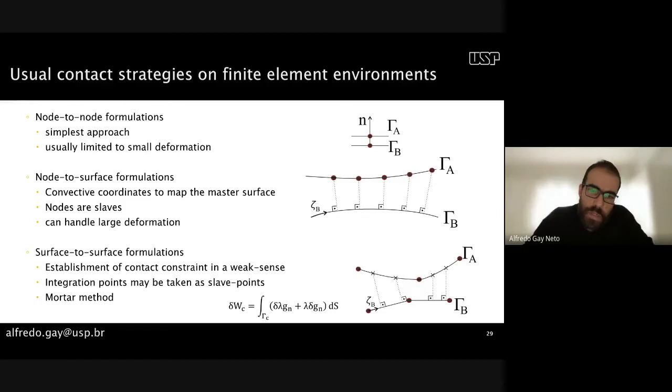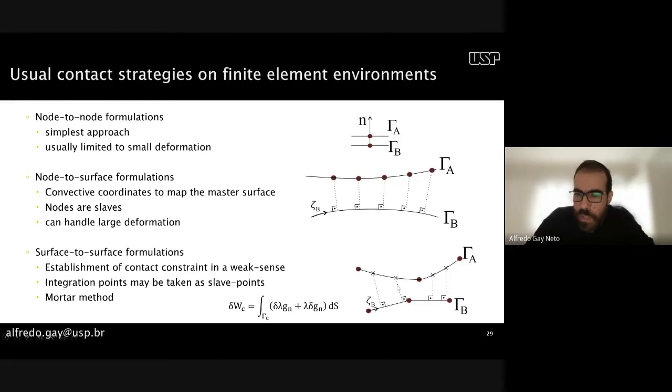And finally, the more enhanced schemes that may be used as well are called surface-to-surface formulations. The idea here is to establish contact constraints in a weak sense. What I mean is, you can imagine the equation that I showed at the beginning, an integral over the entire contact surface. So what you have to do is to evaluate somehow both a Lagrange multiplier field and also a gap field. You can choose slave points, for example on this surface, as the integration points of this integral.